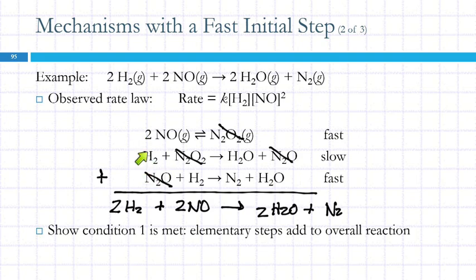How do you get this from that? Well, you don't directly. You can think up a lot of different mechanisms, and then you have to see if they meet the conditions. Do they add up to the overall reaction? Okay, well that's good, but that's not all that we need to have happen. We need the rate law predicted by this mechanism to be equal to this rate law.